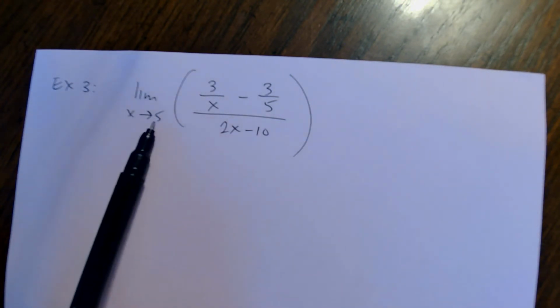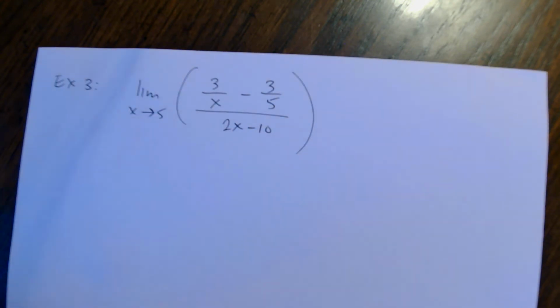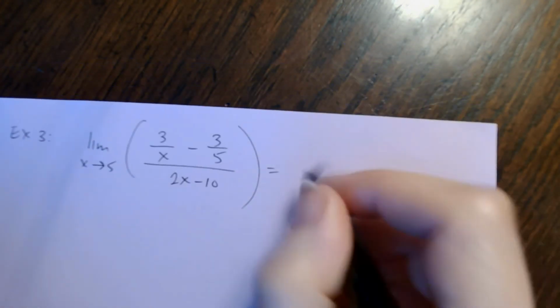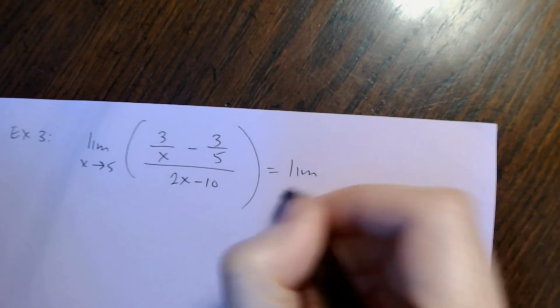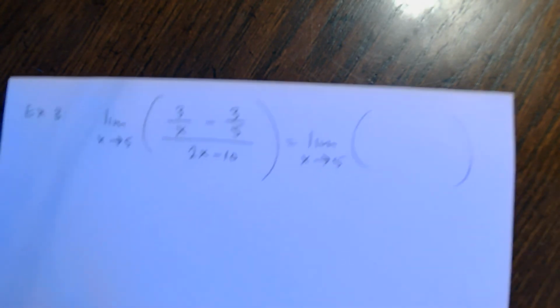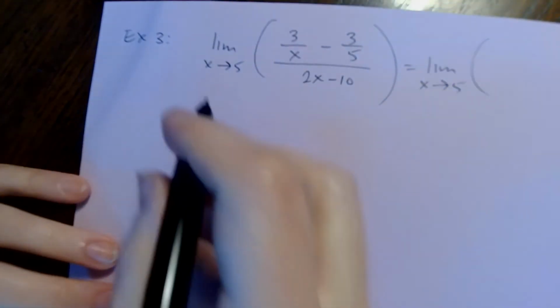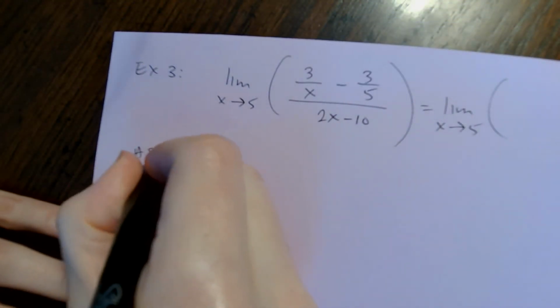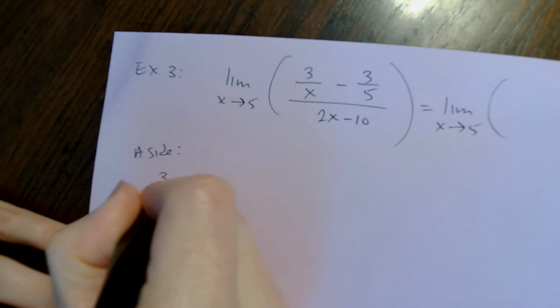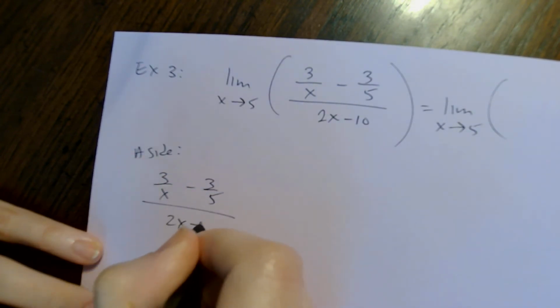So 5. I'm going to focus on the denominator. 2 times 5 minus 10, that's 10 minus 10, that's 0. It's not going to work. So I go equals the limit as x approaches 5, and then leave a blank. And then I'm going to take this over here. Did I write aside last time? Yeah, I did. So here's an aside: 3 over x minus 3 over 5, over 2x minus 10.